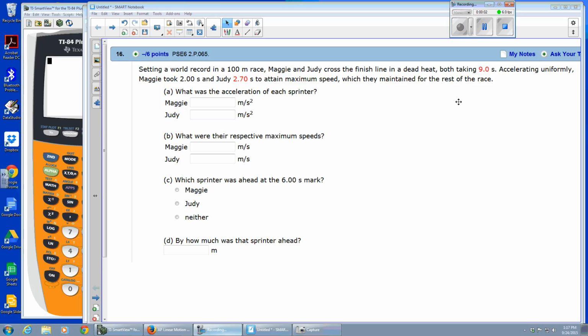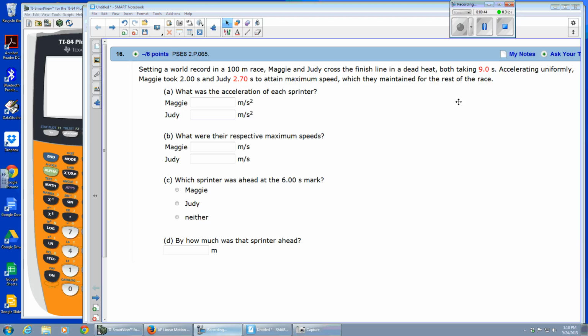All right, so 16 is what we're going with. World record 100-meter race, Maggie and Judy, at 9 seconds. So what do they therefore have to share in common? No, different velocities, but same average velocity. Assuming they're both starting at the same point, ending at the same point, starting at the same time, ending at the same time, right? So their average velocities are the same, but that doesn't mean their instantaneous velocities or their accelerations are the same.